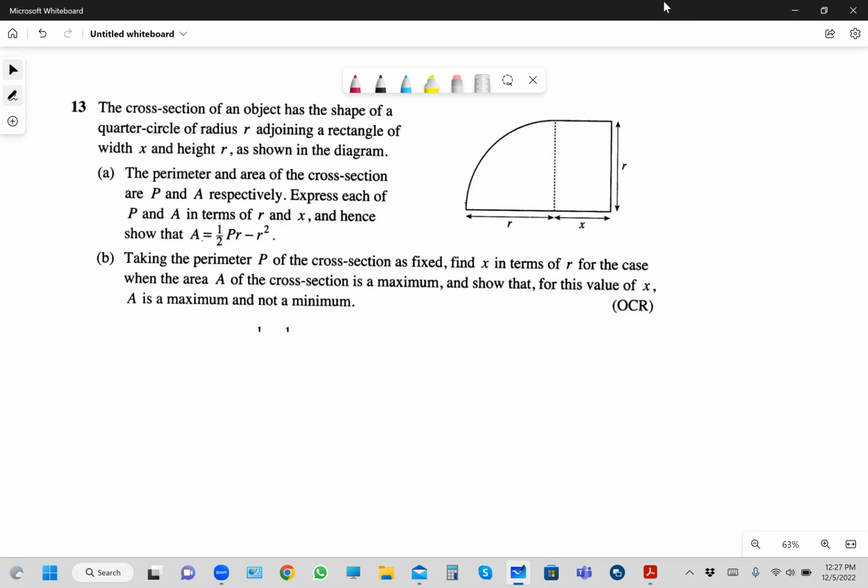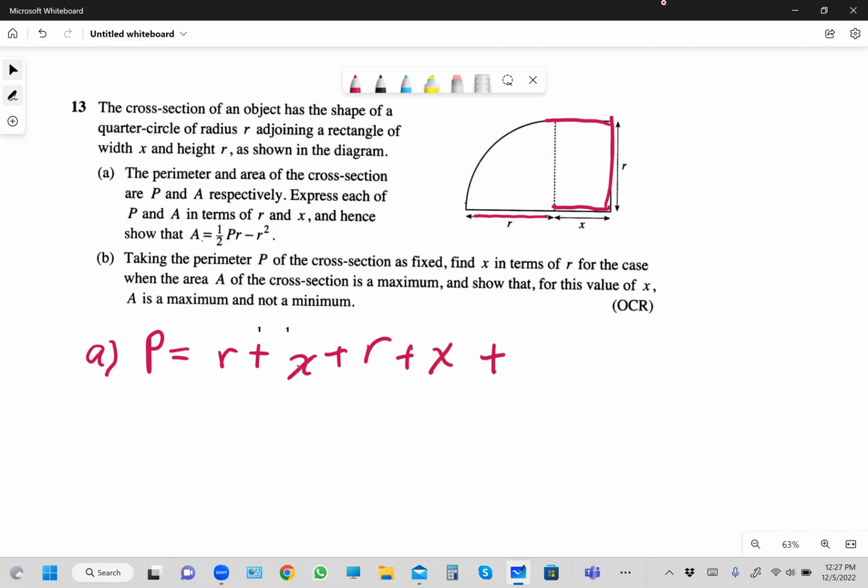So, let's do it. So the perimeter, how would you do your perimeter here? Talk to me. Okay, so let's do the perimeter. This is R plus X plus R plus X plus. All right. So what's the circumference of a circle?